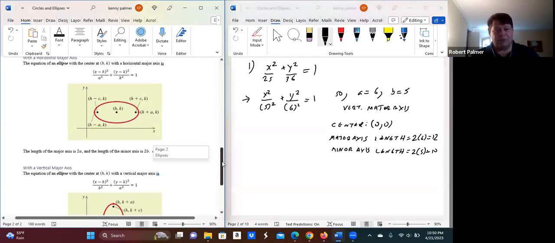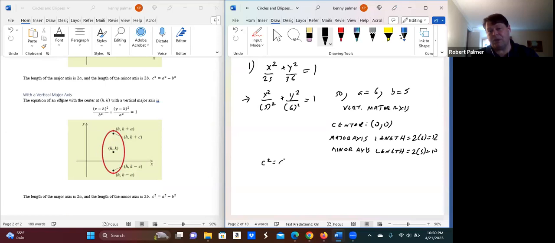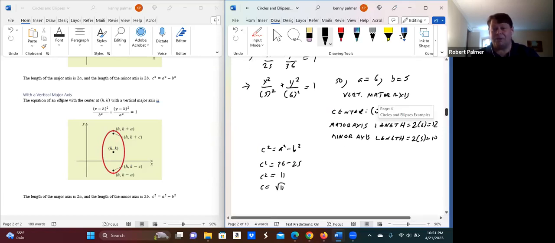We're looking at this one. We define what's called c. We have a little equation in both cases: c squared is equal to a squared minus b squared. So c squared is a squared, which is 36, minus b squared, which is 25. That's 11. And c is the square root of 11, which doesn't come out evenly.